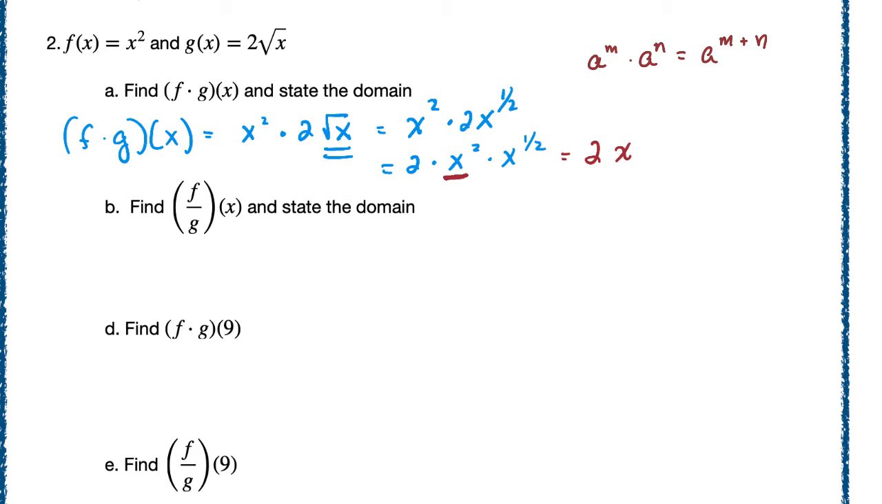So this is like my a, it's an x and an x, okay? And it says just add the exponents, so that's 2 plus a half. That's just 2 1/2, so that's just 5 halves. So that is what f times g of x is equal to.